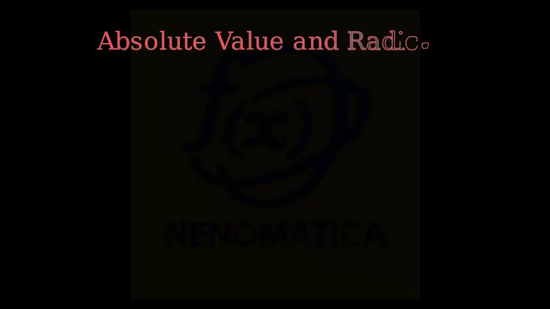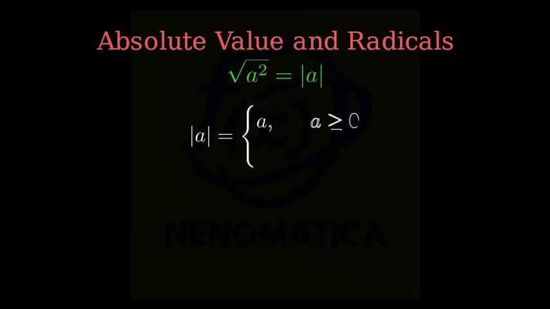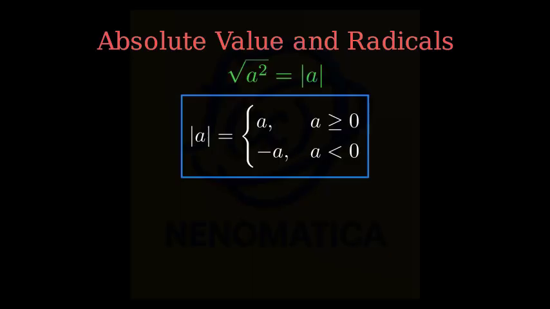In this lesson, we build an intuition for absolute value and radicals. Our goal is to understand why the square root of a squared variable equals the absolute value of that variable, and how to use this safely. Absolute value measures distance from 0 on the number line. That distance is never negative.